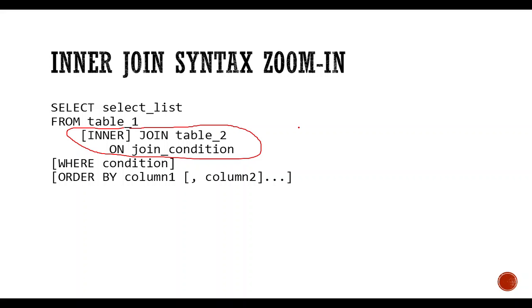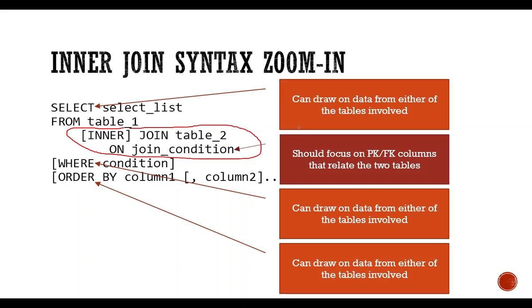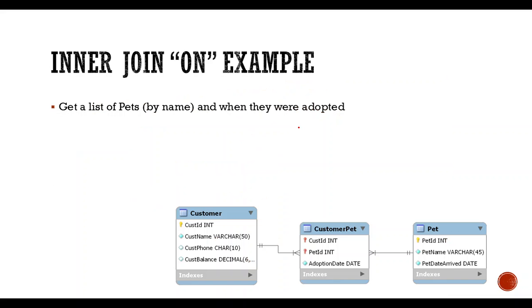All right, so just to be super clear, anything that's in the SELECT clause or the WHERE clause or the ORDER BY can now draw data from two tables, right? You used to be able to only use stuff from one here, but now we can use two. Don't forget also that the join condition should focus on primary key and foreign key columns, right? That's just part of the deal here. If you're not joining on foreign and primary keys, that's kind of suspicious. Usually it's an error.